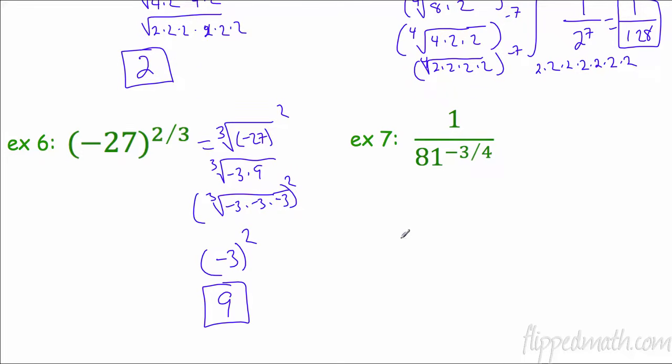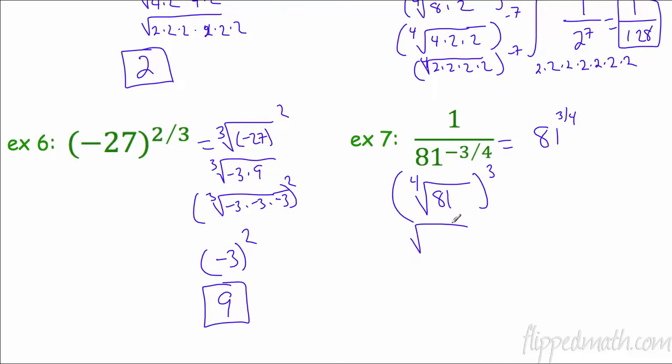Positive 9. All right, over here, again, the first thing I'm going to do is get rid of this negative exponent. I know that a negative exponent takes it from wherever it's in the fraction and changes its position. It's in the denominator. I'm going to take it to the numerator. So now this is just 81 to the 3/4. All right. So I want to find the fourth root of 81, and then I'm going to take that to the third power.